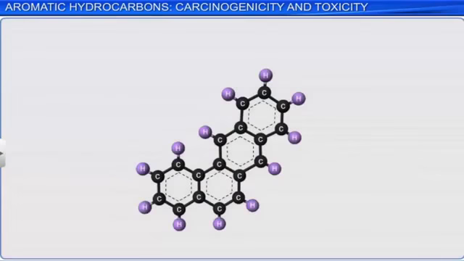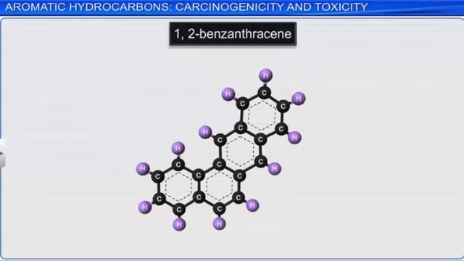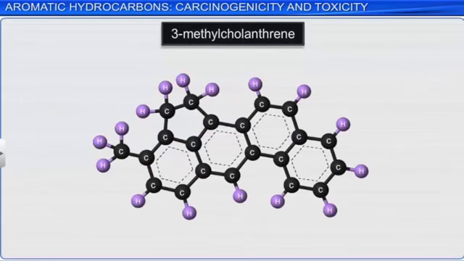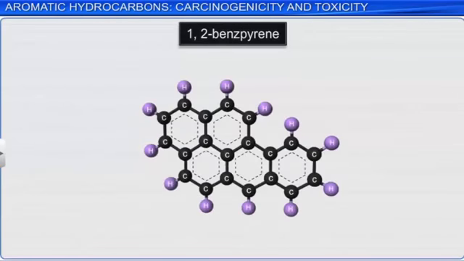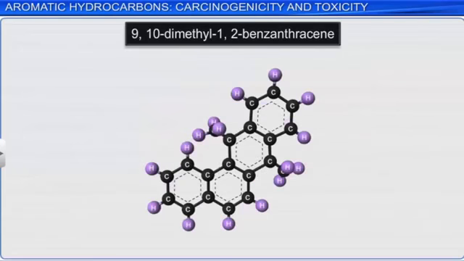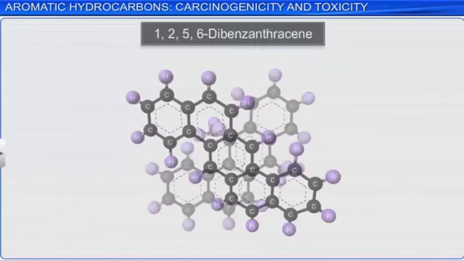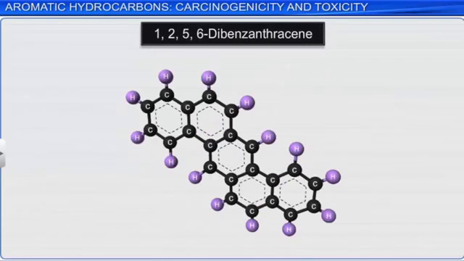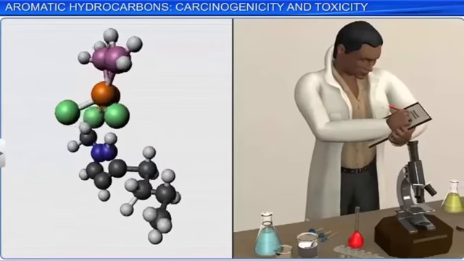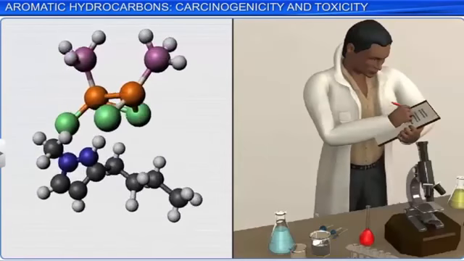Examples of polynuclear hydrocarbons that cause cancer are 1,2-benzanthracene, 3-methylcholanthrene, 1,2-benzpyrene, 9,10-dimethyl-1,2-benzanthracene, and 1,2,5,6-dibenzanthracene. There is no general method by which we can predict which polynuclear hydrocarbons will be carcinogenic.